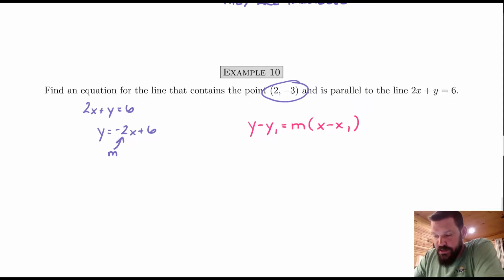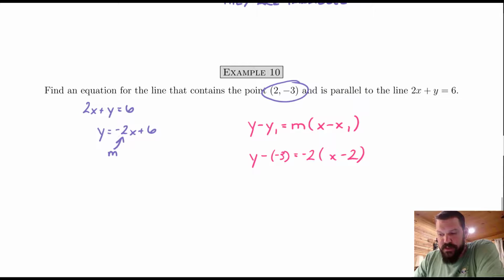And we just have to substitute our values in. So y minus y sub 1 is y minus negative 3 is equal to our slope, negative 2 times x minus 2. Before I go on, what I want you guys to note is that when I did the substitution for that negative 3, I put that negative 3 in parentheses.